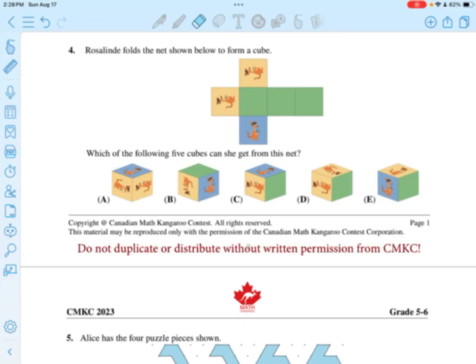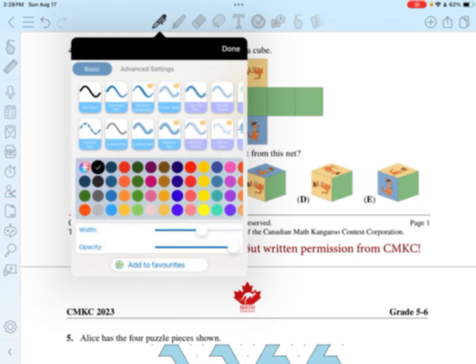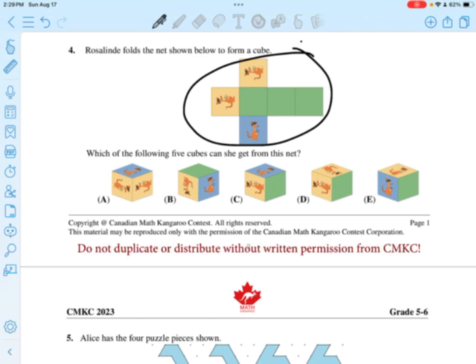In question 4, it says Rosalind folds the net shown below to form a cube. Which of the following 5 cubes can she get from this net? This is the net, by the way. Sorry. This is the net. So let's just draw what this cube would look like if we folded it.